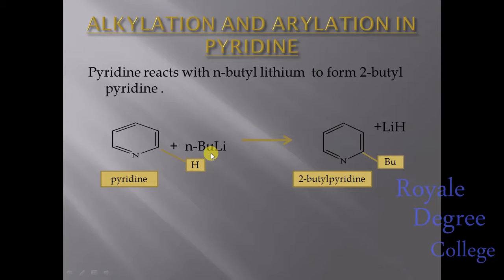So what will happen here? This hydrogen is coming out from the pyridine, reacting with lithium of butyl lithium, and we are getting the side product lithium hydride. And in place of hydrogen, the butyl group is substituted here. So we are getting a structure like this. It is named 2-butyl pyridine, meaning the butyl group is substituted at the second position of pyridine.